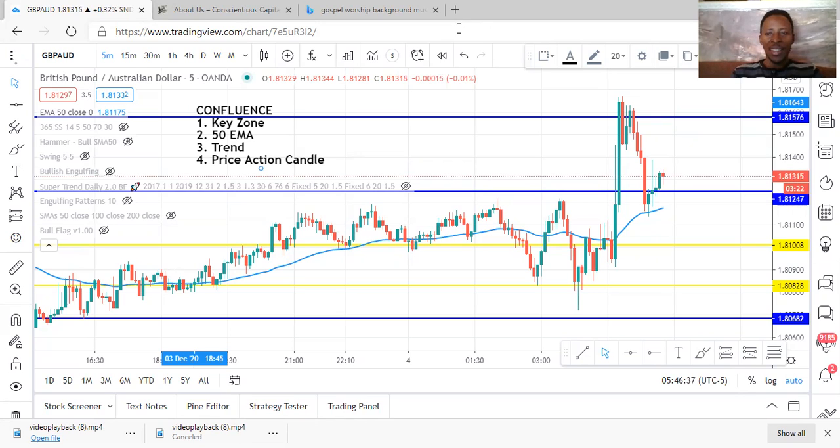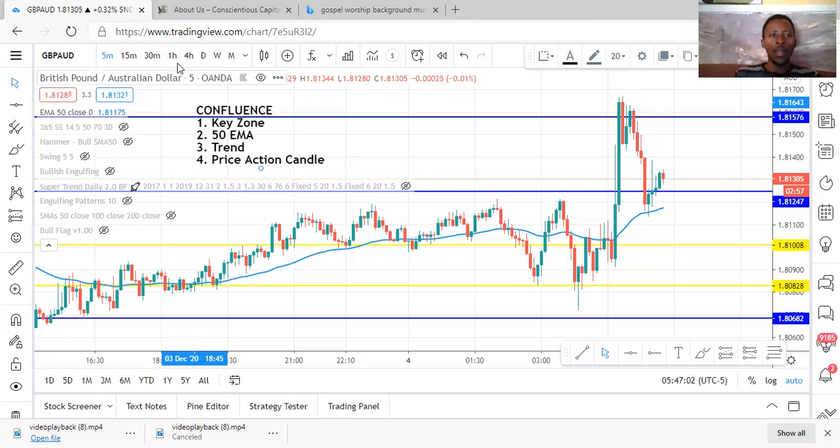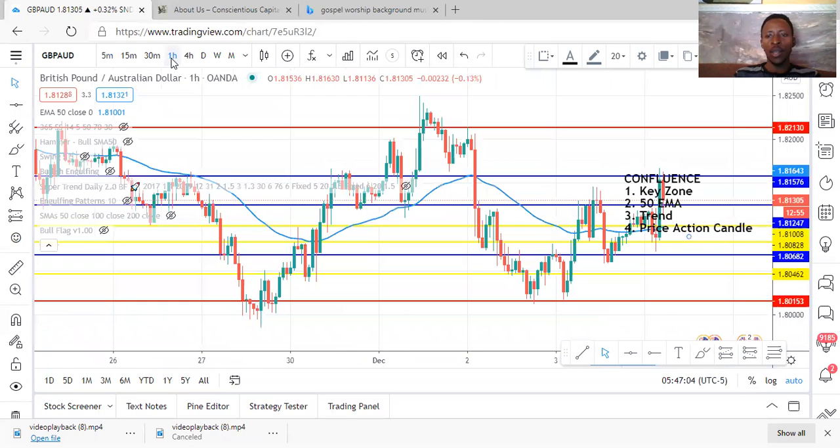So looking at the 5-minute time frame, you will get to see that we really have a minimum of three confirmations. This is a good time to take a trade, a very good time. Let's get our trend line.